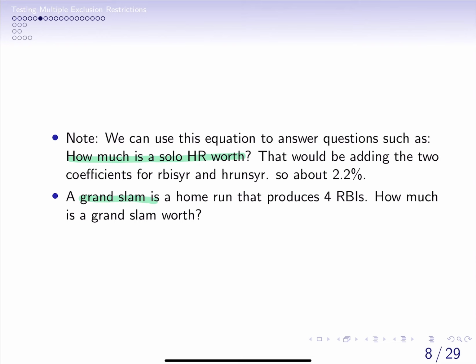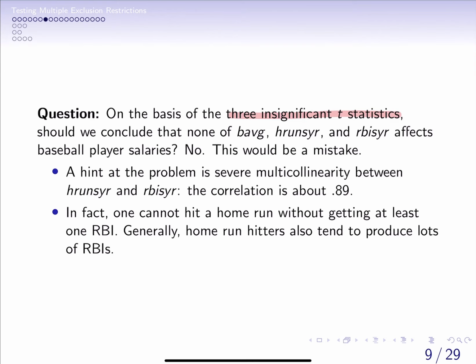So, like I said before, on the basis of these three insignificant t-statistics or p-values, the question for us would be, should we conclude then that none of these performance statistics actually affect baseball player salaries? Okay, the answer is no. And that would be a big mistake for us, okay? The problem is sometimes related to multicollinearity.